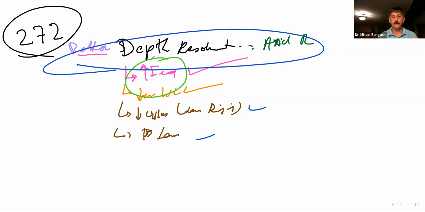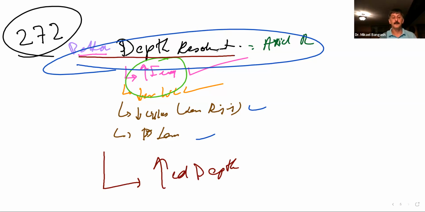Now an answer which would have been wrong in this instance here could have been: if we increase the depth. That increasing of depth was not going to give you a better depth resolution. So that would have been false.